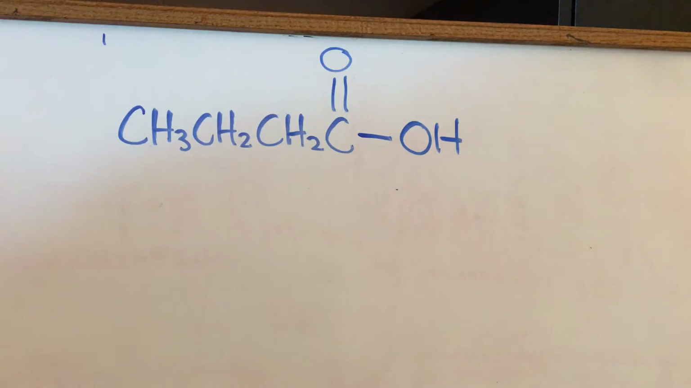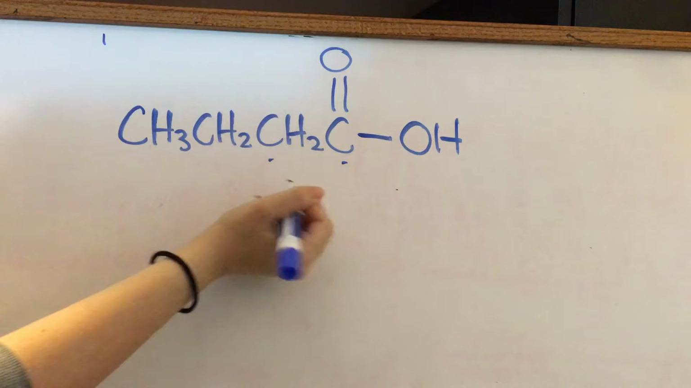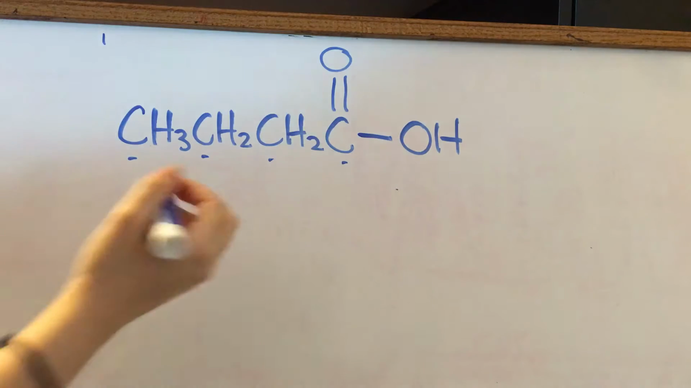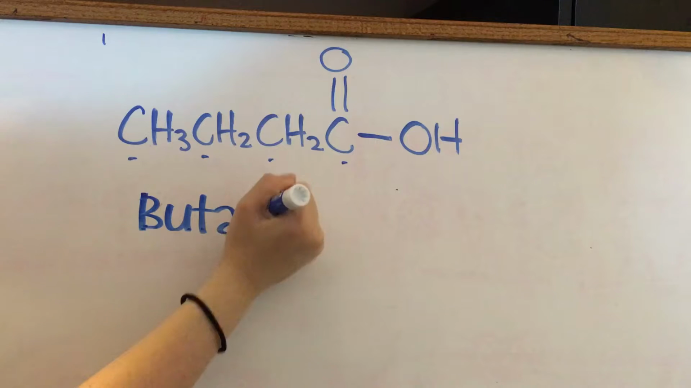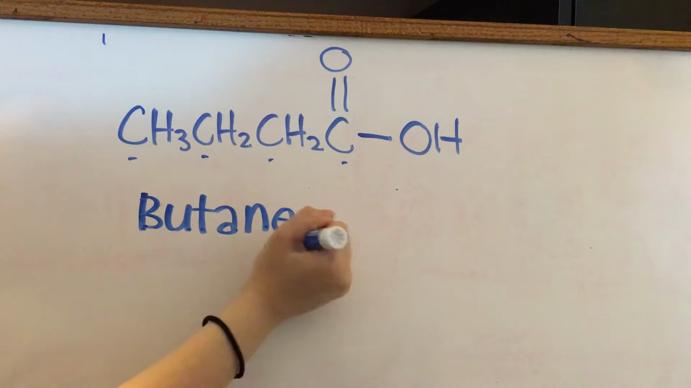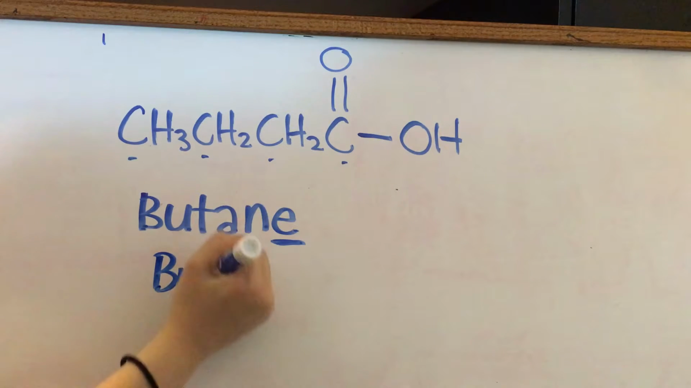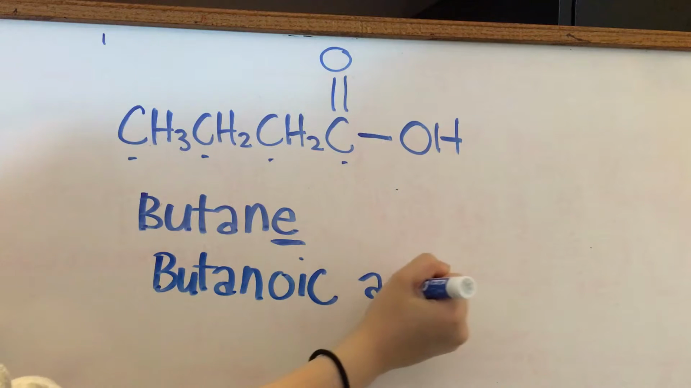So since we include the carbonyl carbon in identifying the parent chain, that makes 1, 2, 3, 4 carbons. Now, after identifying the parent chain, you start off with the alkane name corresponding to the number of carbon atoms. So for 4 carbon atoms, that would be butane. However, for carboxylic acids, you drop the E and add oic acid.